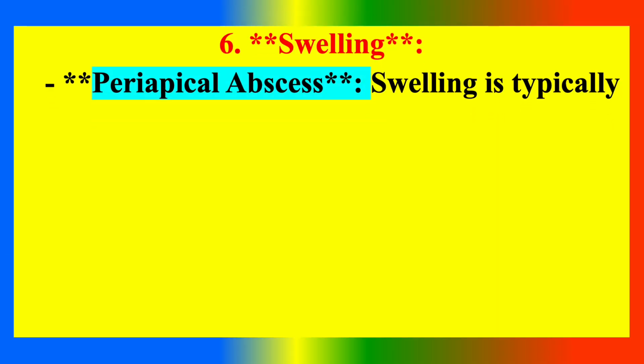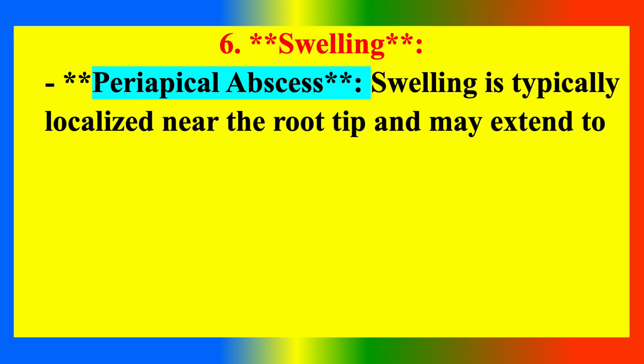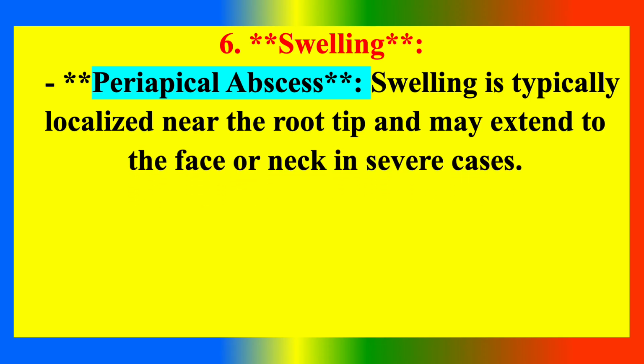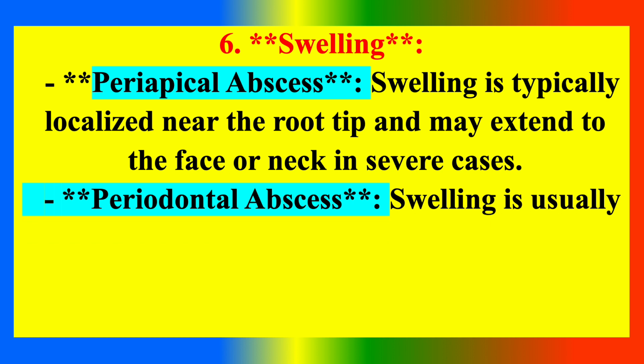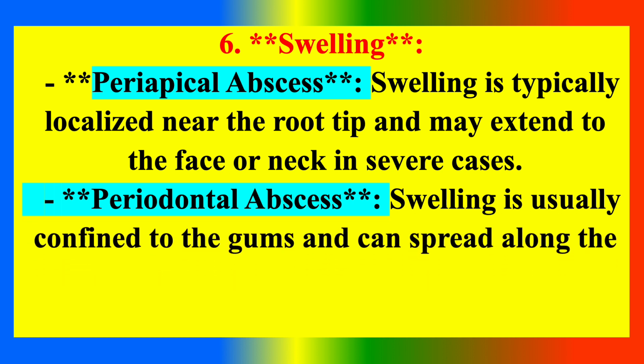Six, swelling. Periapical abscess swelling is typically localized near the tooth tip and may extend to the face or neck in severe cases. Periodontal abscess swelling is usually confined to the gums and can spread along the gum line.